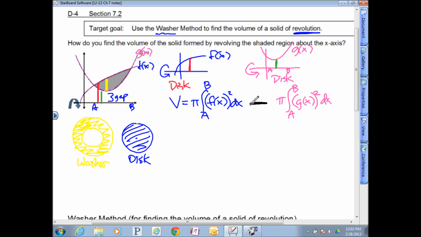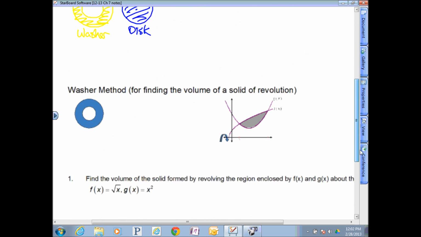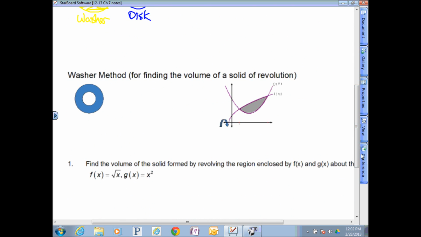Now let's try to corral it a little bit. So washer method, there's your washer. Now just a quick reminder: if I want to find the area of a ring like this, I would do pi times the outside radius squared minus pi times the inside radius squared. And that would give me what that area is.